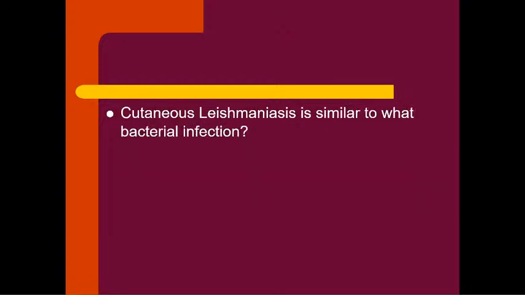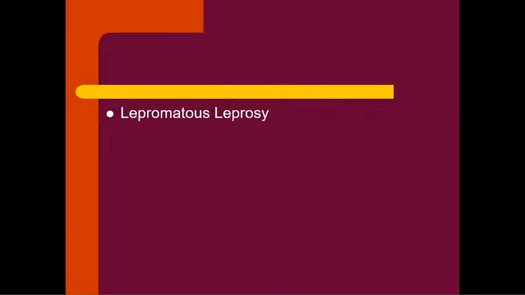Okay, now, cutaneous leishmaniasis is similar to what bacterial infection? It's known as lepromatous leprosy. Okay, what is the difference between lepromatous leprosy and the other form? There are two forms of leprosy, right? I've discussed that with you when we were talking about mycobacteriology. Did you forget already? We won't go back to that.